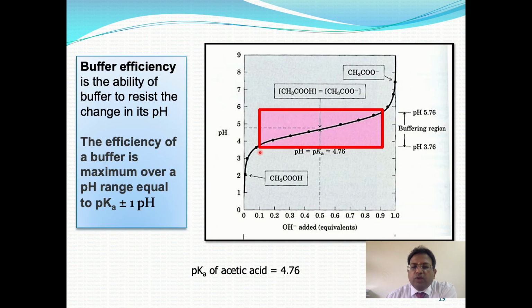Next, we also hear about one other component that is known as buffer efficiency, that is, how efficient a buffer is. It is the ability of the buffer to resist the change in its pH. This efficiency is maximum over a pH range equal to the pKa plus or minus 1. The pKa is the dissociation constant, the pH at which the acid and the salt components are equal in concentration. From that pKa, plus or minus 1 pH is the range in which the buffer has the maximum efficiency.